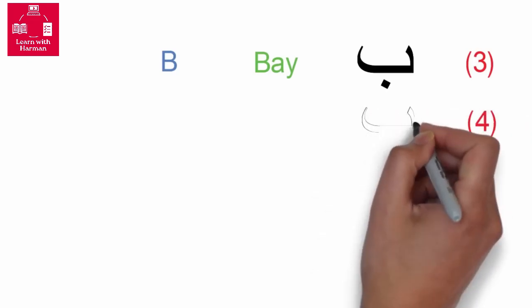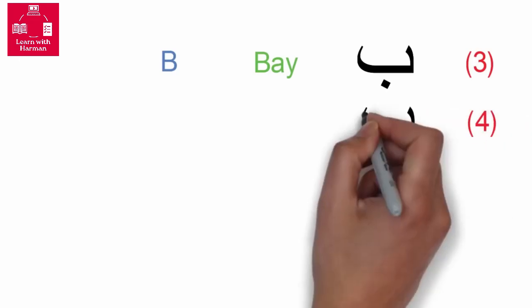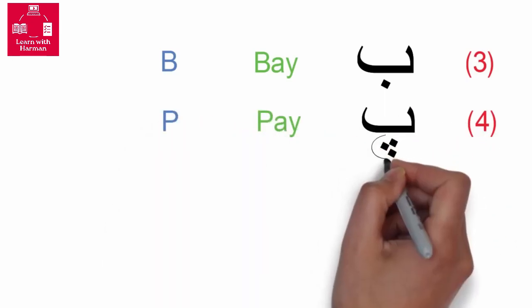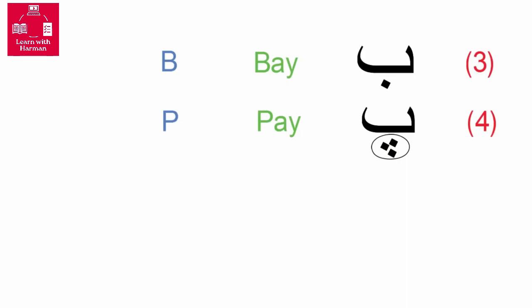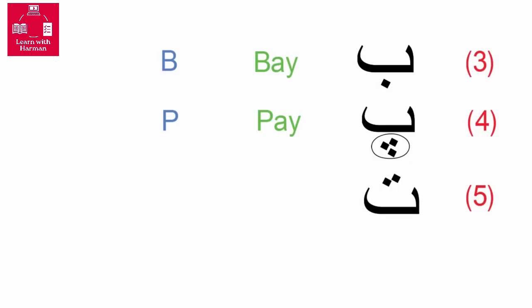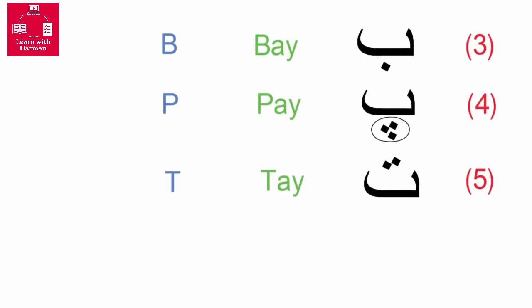Then Pe. Pe. It sounds P in English. It has 3 dots. Next, Te. Te. It sounds T in English.